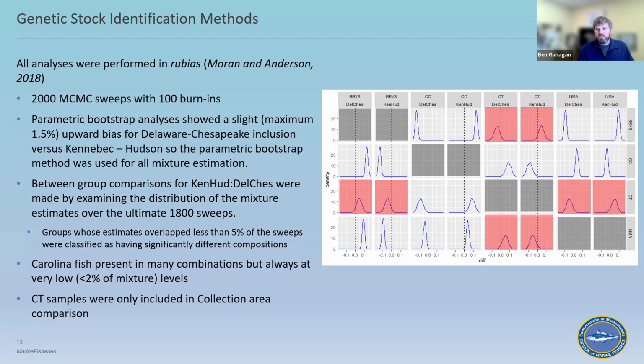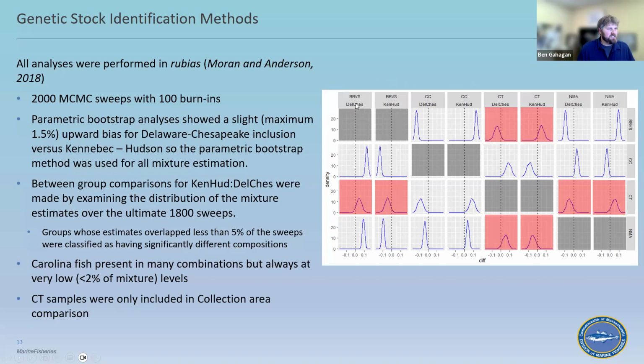And to determine the differences in composition in the estimates, we compared the distribution of the estimates over the final 1,800 of 2,000 sweeps of the MCMC chain. So the matrix on the right here is a way of visualizing how the differences were determined. The red hued squares show where distributions overlap more than 5% of the time.